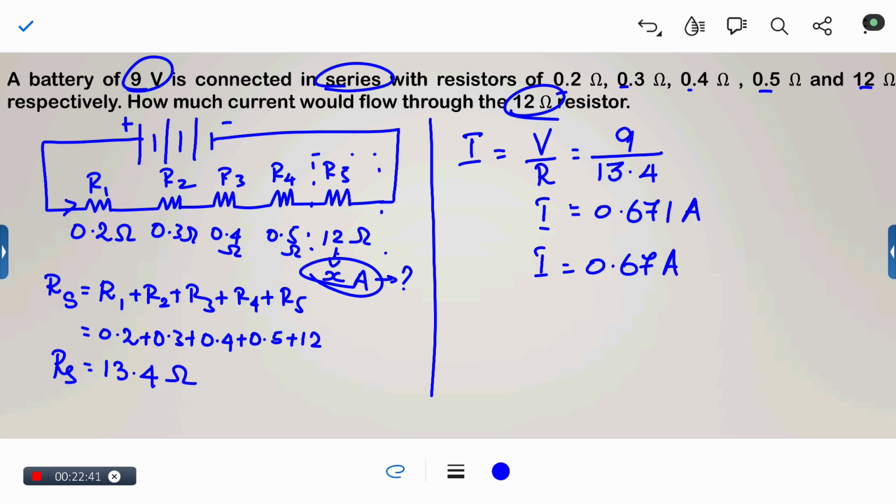So what is the value of current over here? I is equal to 0.67. So in the 12 ohm resistor, how much current is passing? 0.67. How much current will pass through the 2 ohm resistor? 0.3, 0.4, 0.5, 0.6.